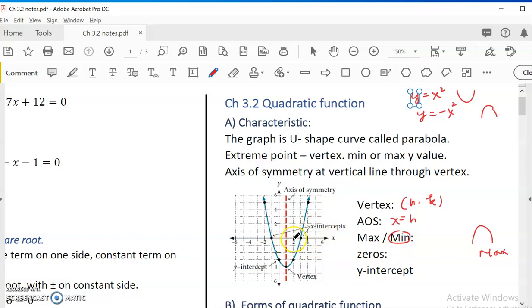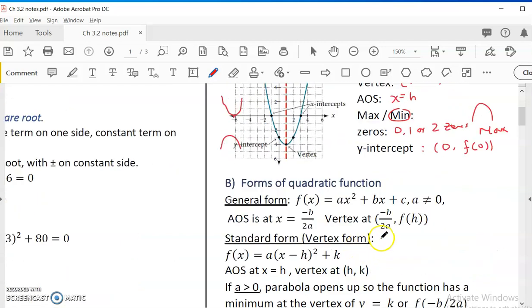Sometimes it will have zeros. In this picture, we see two zeros. They're actually x-intercepts, where the y coordinate is 0. You can have no zeros, or you can have 1 or 2 zeros. One case with 1 zero is when the parabola just touches the x-axis at one point. Or the parabola doesn't intersect the x-axis, so there would be no zeros. The y-intercept is always one point, when x is 0, which is also f of 0. So when you plug 0 into the formula, you get the y-intercept.